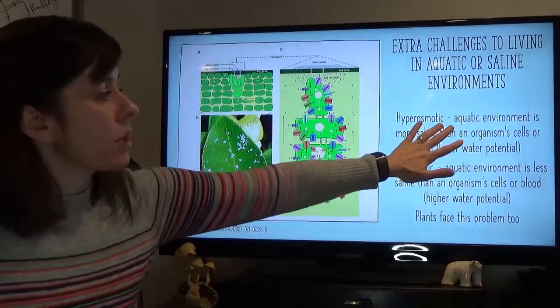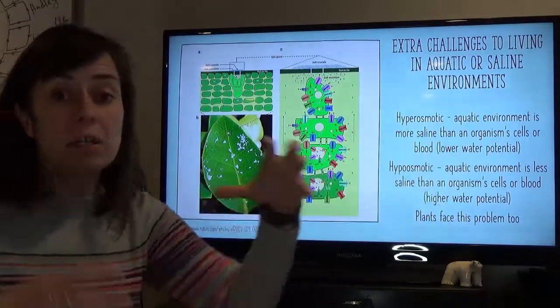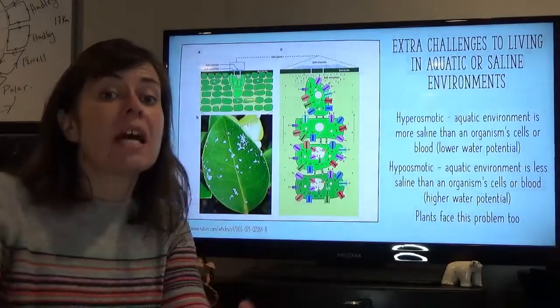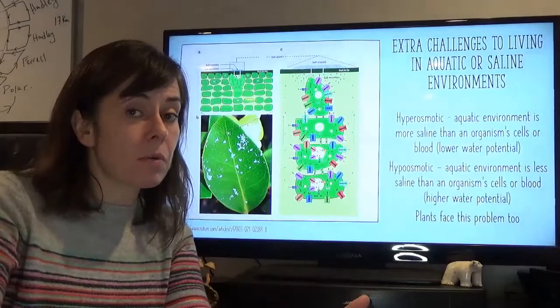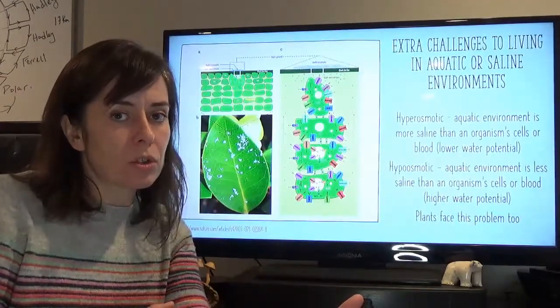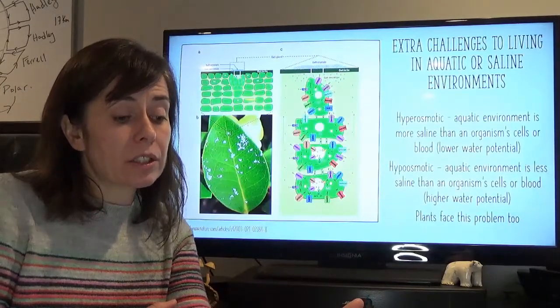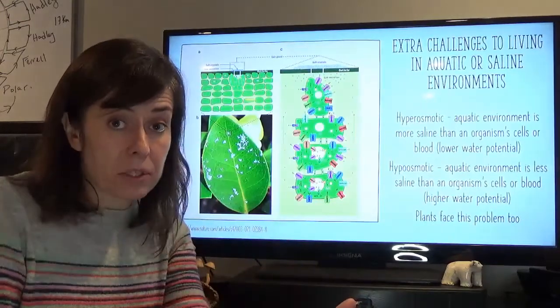Hyperosmotic is where the aquatic environment is more saline than an organism's cells or blood. And so you've got more solutes in the water than in the organism. And so you've got an area of low water potential outside the organism and an area of high water potential inside the organism. That means the water is going to tend to move from inside the organism to outside the organism.